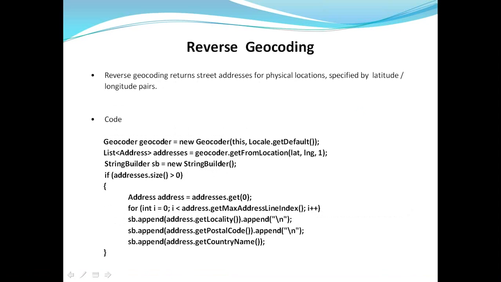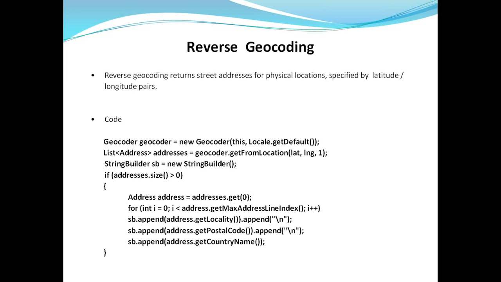The other concept is reverse geocoding. Reverse geocoding returns street addresses for physical locations specified by latitude longitude pairs. With forward geocoding you can get the location name, but if you want to get your locality, postal code, or country name, at that point you need to use reverse geocoding. To do reverse geocoding, you again need to define a geocoder object. Use the get from location method, not get from location name, which is a forward geocoding method. You just pass the latitude and longitude values and store the addresses in an address object.